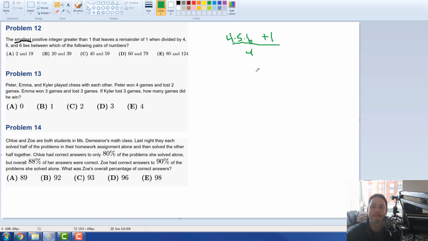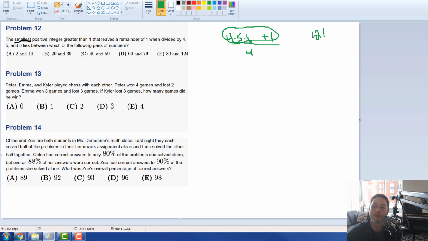It's 30 plus 1, so it's 1 more than a multiple of 30. If we divide it by 5, we're going to get 24 plus 1. Let me just show you this. 4 times 5 is 20, times 6 is 120, plus 1 is 121. This right here equals 121.